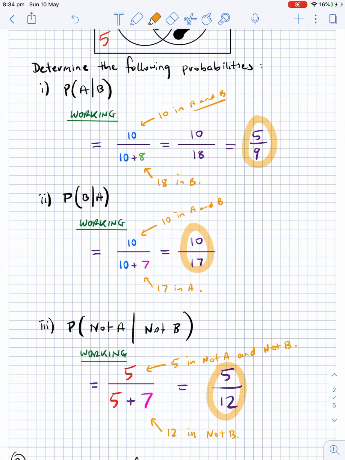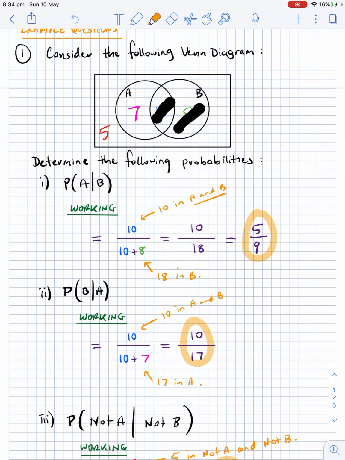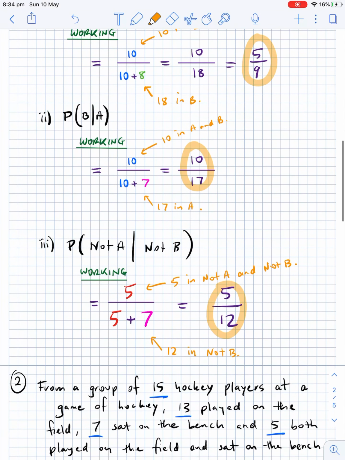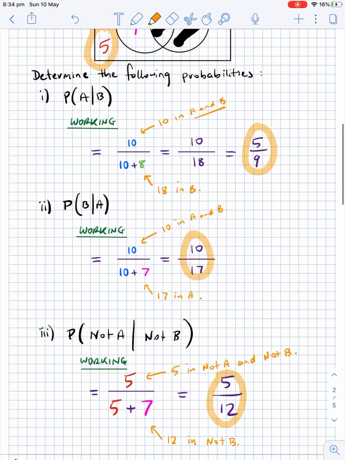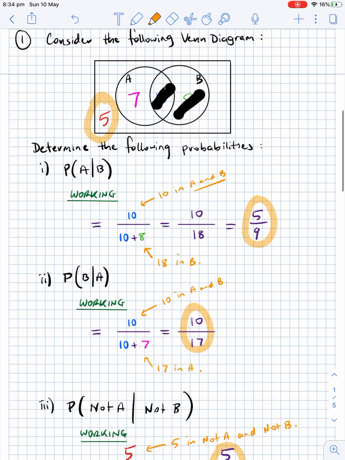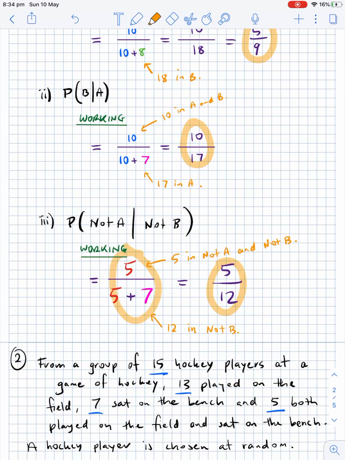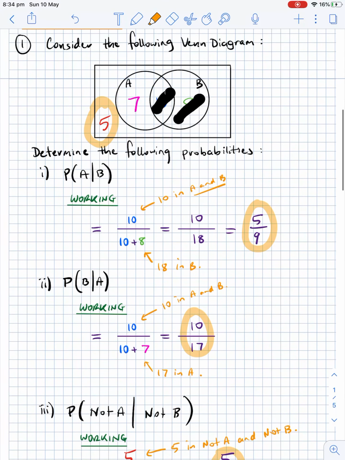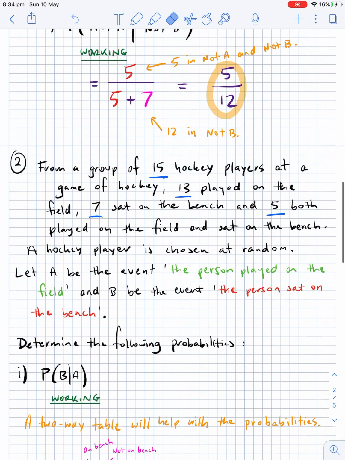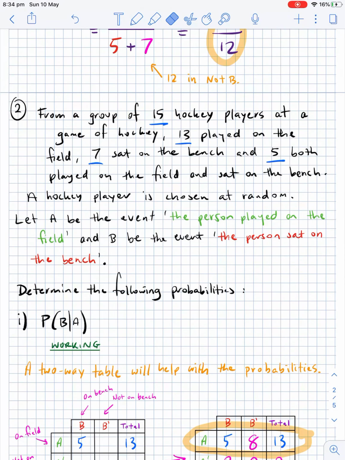We want the probability that they're not in A. So look at these numbers here. Which numbers here are not in A? Well, these aren't in A, so those are the ones we want. We want those 5. So our answer is going to be the 5 out of the total, which is the total of 12, 5 and 7. So 5 over 5 plus 7 gives you 5 over 12. Final answer in simplest form. So hopefully these sorts of strategies will help you out. You just got to think these through nice and slowly.